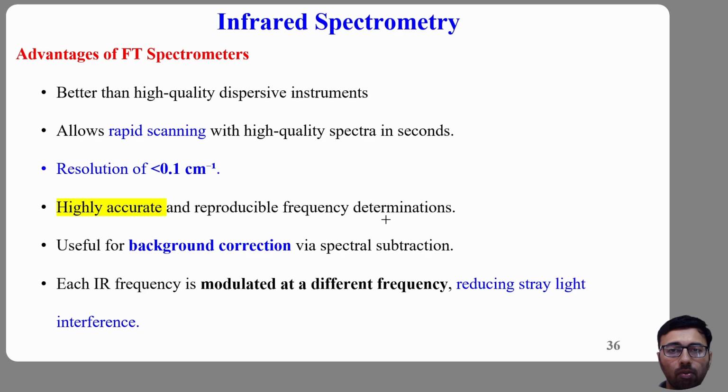FTIR spectroscopy offers enormous advantages over classical dispersive spectroscopy, including high speed, excellent resolution, improved signal to noise ratio, and highly accurate frequency measurement. In our next lecture, we will step backward historically and examine the older dispersive IR spectrometers. We will see exactly how those classical mechanical scanning systems operated and why FTIR technology ultimately replaced them.